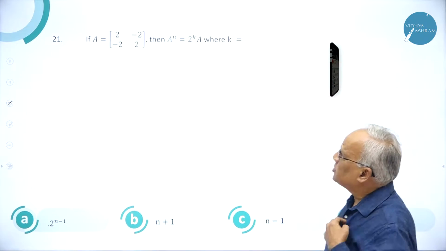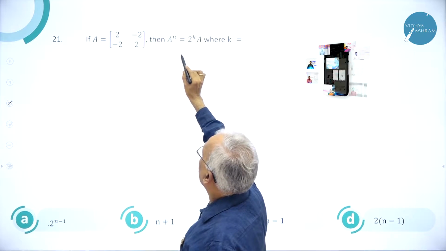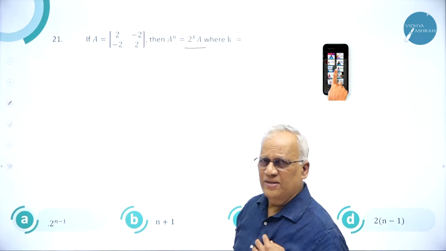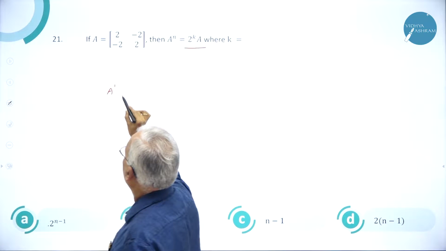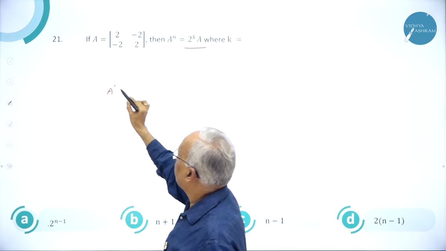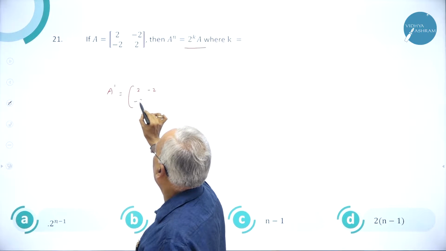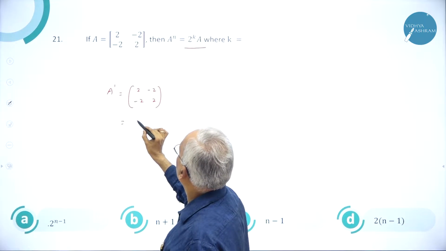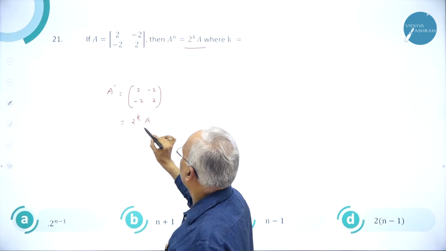The next question. So a is given to be 2 minus 2 minus 2 2, and a power n equal to 2 power k into a, where k equals, see here, a to the power of 1 I find out. This is not a dash. The same matrix comes, but it is a power 1 equal to 2 minus 2 minus 2 2, which is again 1 into a. That is equal to 2 power k into a, so it is same as that.